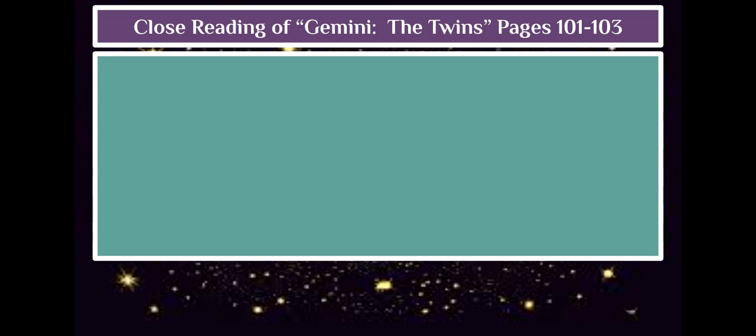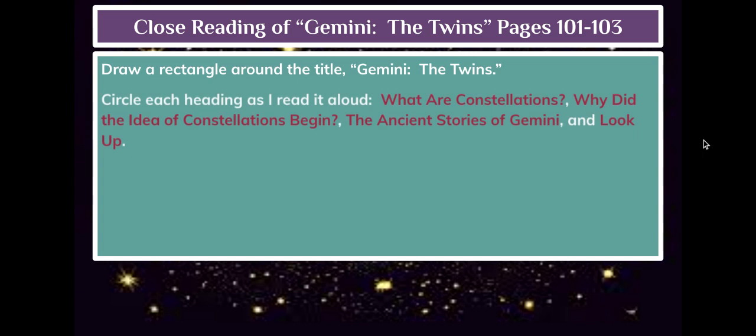Turn to page 101 in your student books. We will review the features of nonfiction text. Please use your writing utensil to mark your answer according to my instructions. Draw a rectangle around the title, Gemini the Twins. Circle each heading as I read it aloud. What are constellations? Why did the idea of constellations begin? The ancient stories of Gemini. Look up.